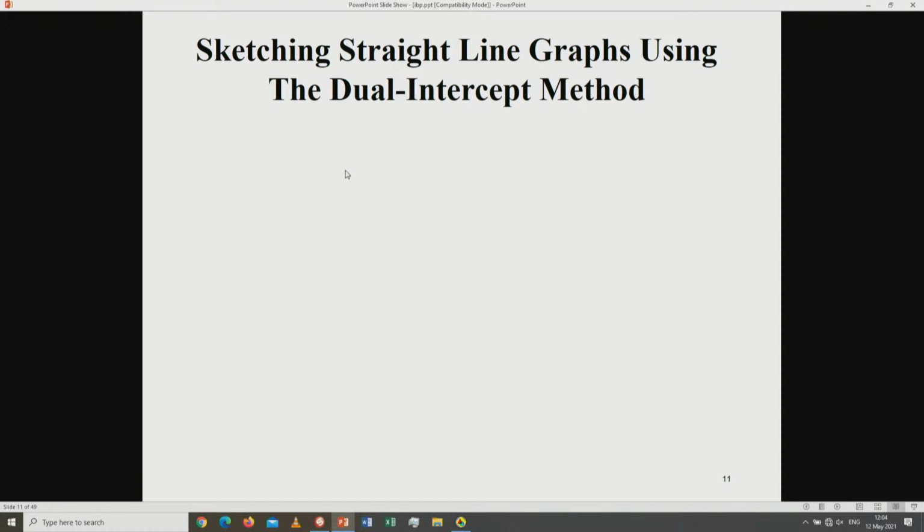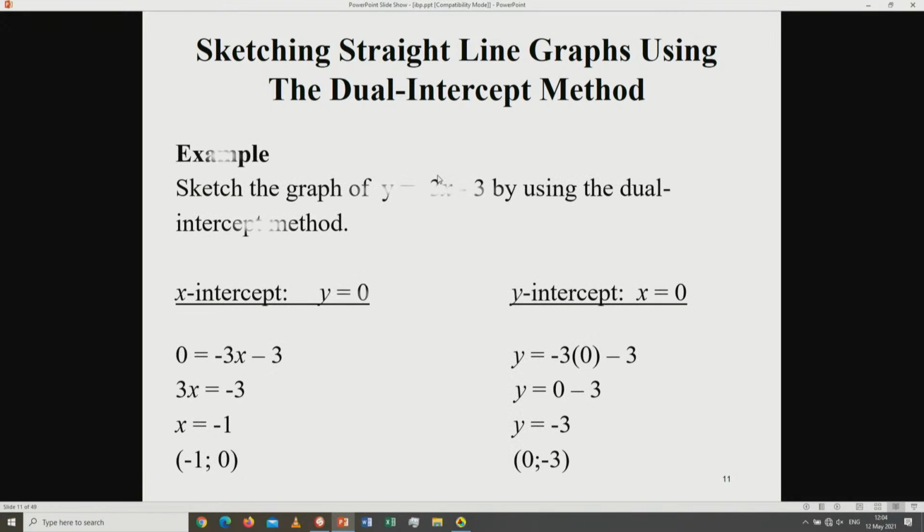We used the table to sketch the graph. Now the second one that we need to practice and make sure that we understand is to sketch a straight line graph using the dual intercept method. This is very important, grade 10s. Please make sure that you know the 2 at the moment because you're going to need the 2 going forward. But you also need to practice this one. They say sketch the graph of y equals minus 3x minus 3 by using the dual intercept method. Right. What do we do here?